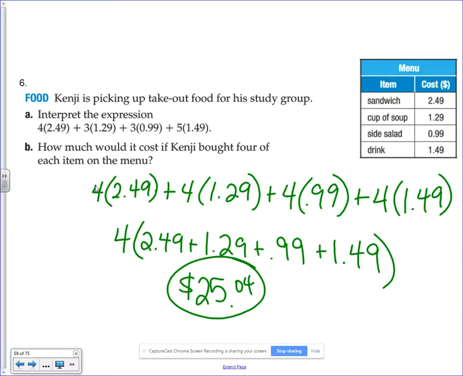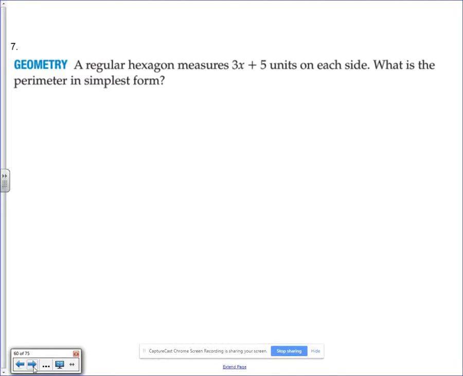Questions? How are we doing with the word problems? Okay? All right. Down there, geometry, number 7. A regular hexagon measures 3x plus 5 units on each side. What is the perimeter in simplest form? First of all, what's a hexagon? How many sides? That's a pentagon. 6 is hexagon, 8 is octagon. So how many sides does this one have? This thing has 6 sides.